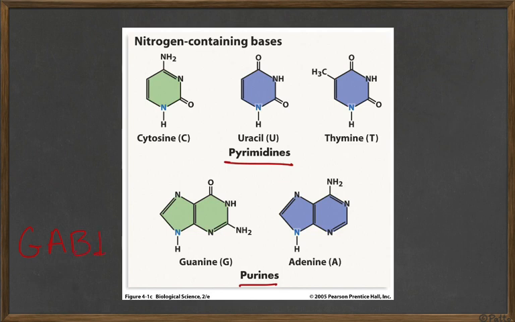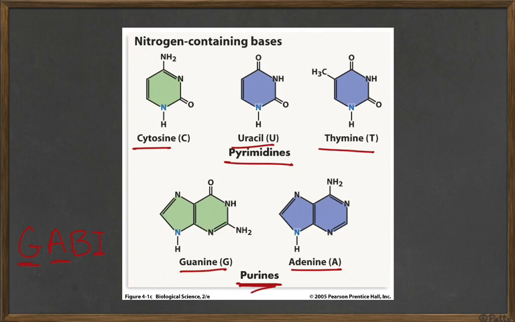Her name was Gabi, and she said that G and A, Gabi, are purines. So Gabis are pures, so they are pure. G and A are purines. The others, the C, the U, the T, are the pyrimidines. Whatever you use to remember this, have fun.